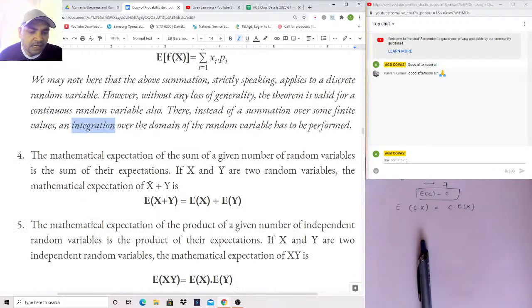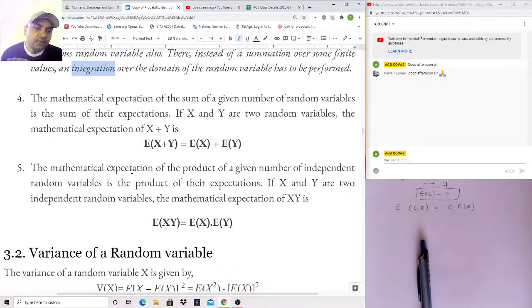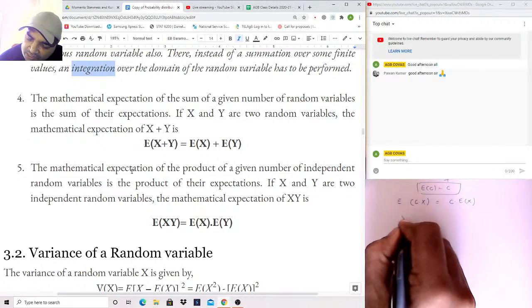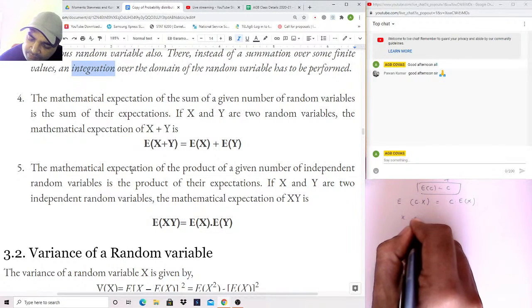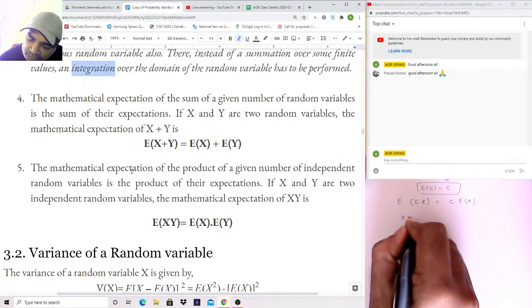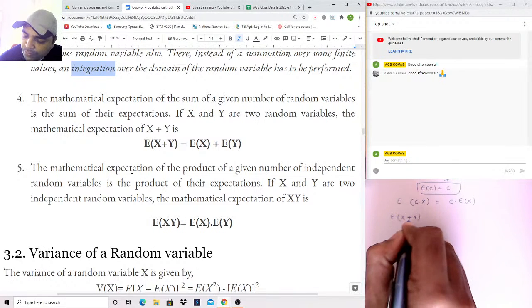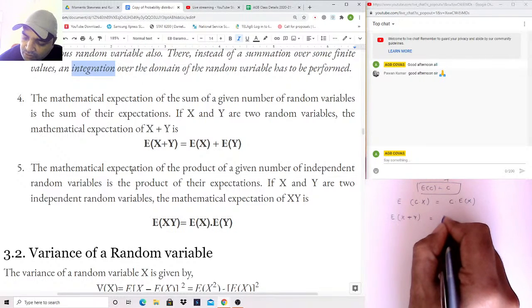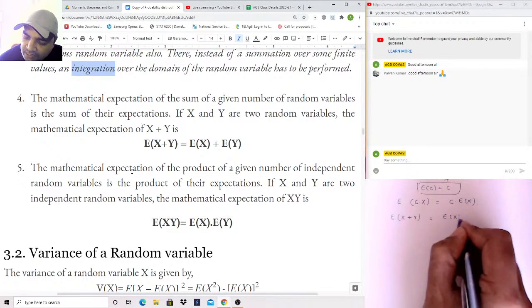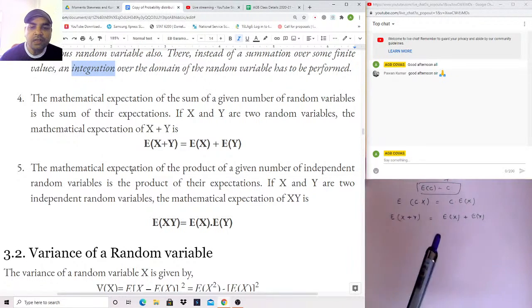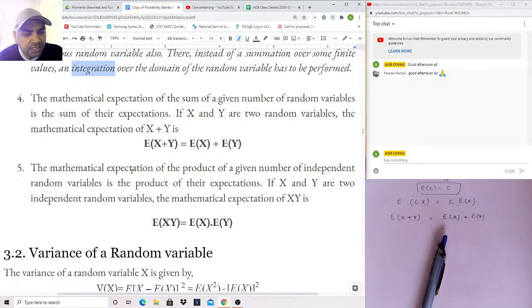Then another important property of mathematical expectation is that if there are two random variables, X and Y, and you sum them and calculate their expectation or mean value, it will be equal to the mean of the first random variable plus the mean of the second random variable, provided they are not dependent on each other. That is, they are independent.